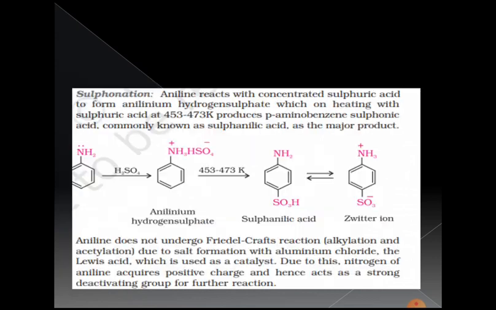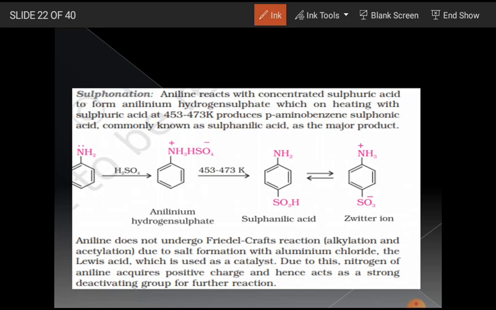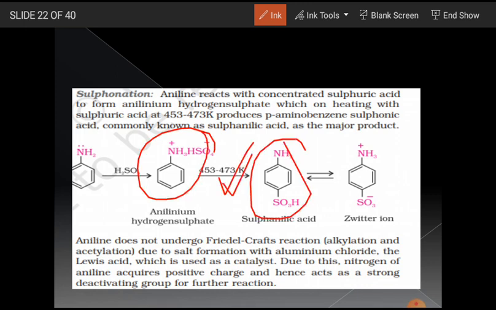Let us now talk about sulfonation. When we talk about sulfonation, we are also getting something different. First we will be getting anilinium hydrogen sulfate, and that on strong heating will give sulfanilic acid, and this can exist in a Zwitter ion form, which you have studied in biology as well. So the H+ will move over here, so this side will get a positive sign and this side will get a negative sign, but overall the molecule is neutral.